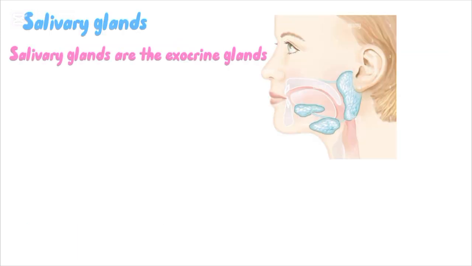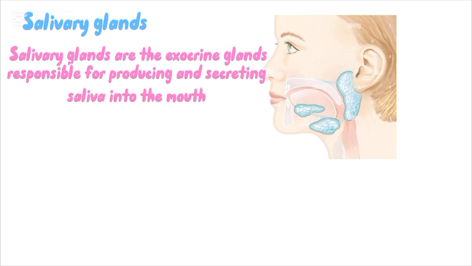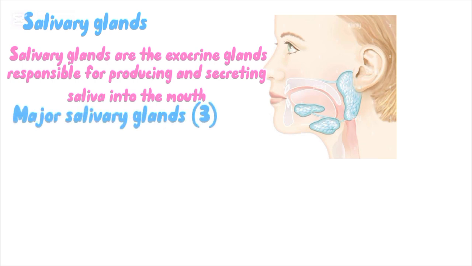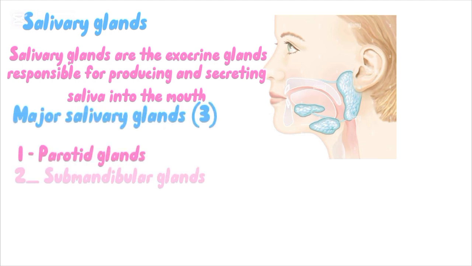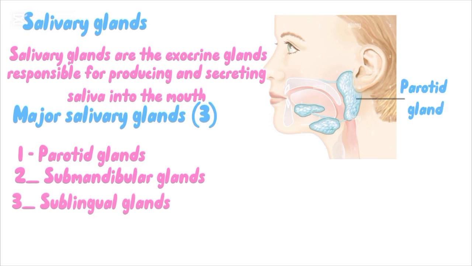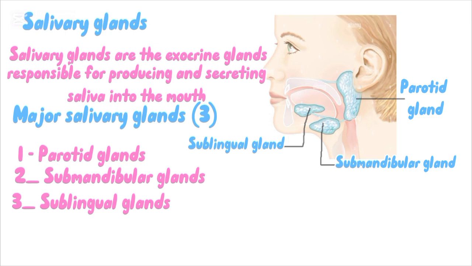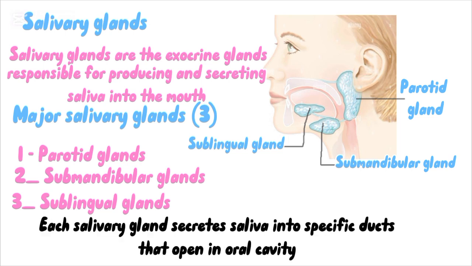Salivary glands are the exocrine glands that are responsible for producing and secreting saliva into the mouth. There are three main pairs of salivary glands: parotid glands, submandibular glands, and sublingual glands. There are also many smaller salivary glands scattered throughout the mouth. Each salivary gland secretes saliva into its specific ducts that ultimately open in the oral cavity.